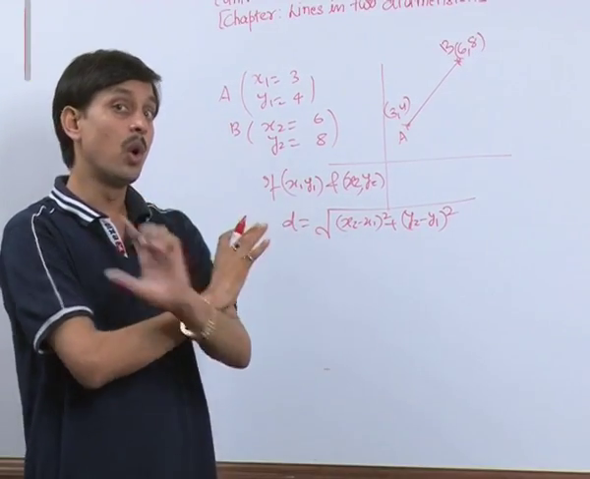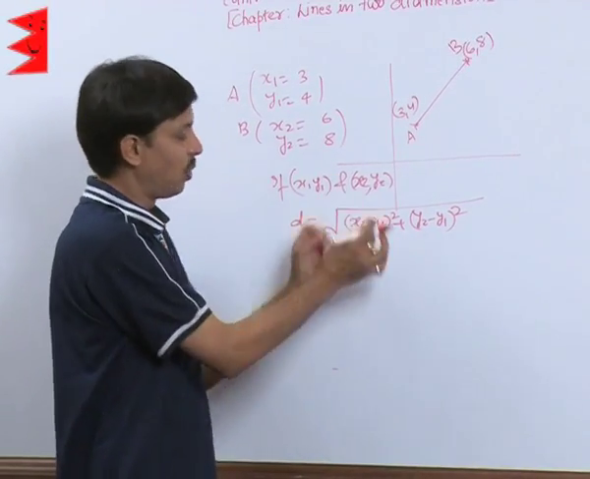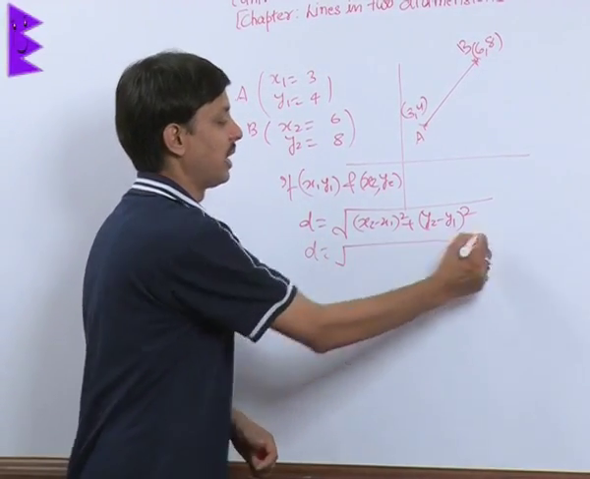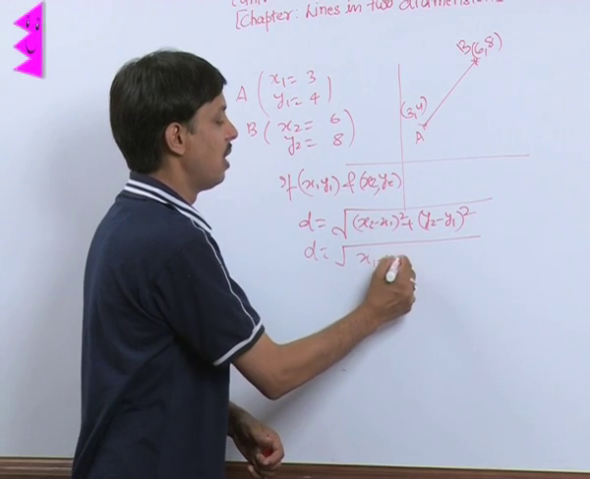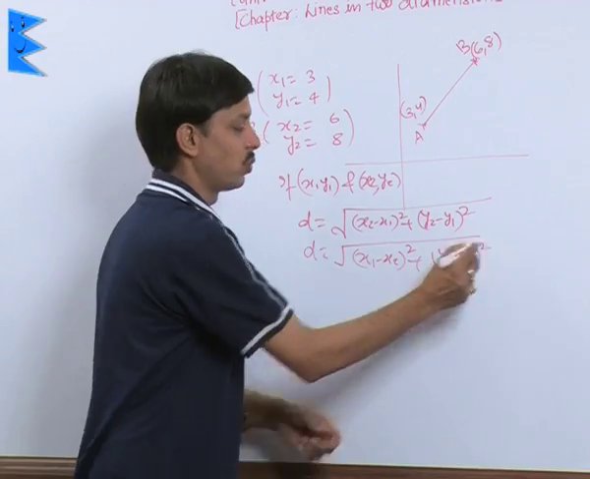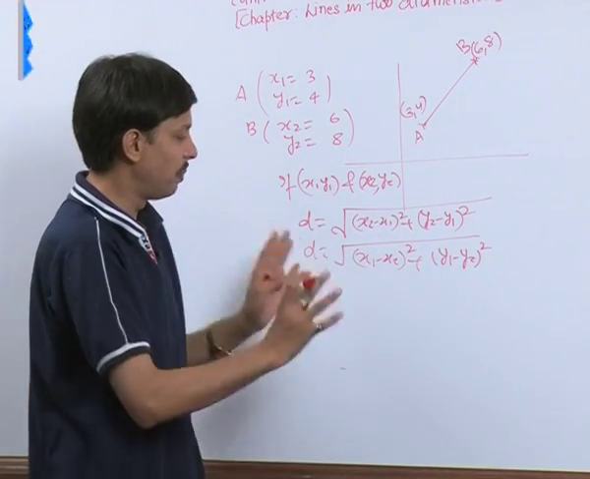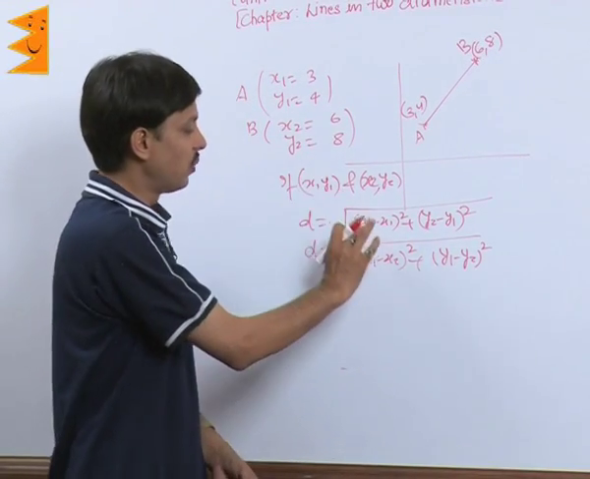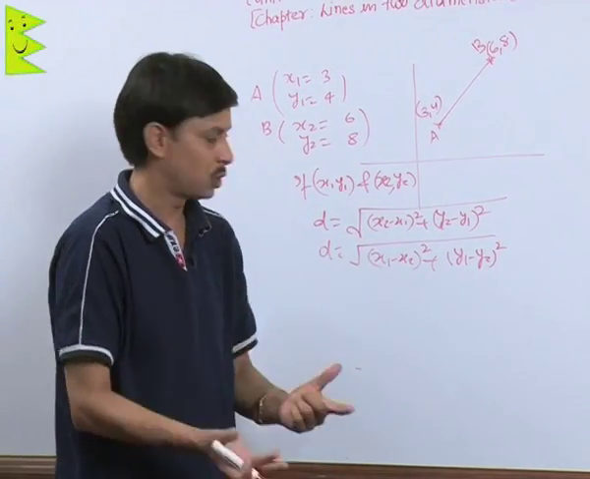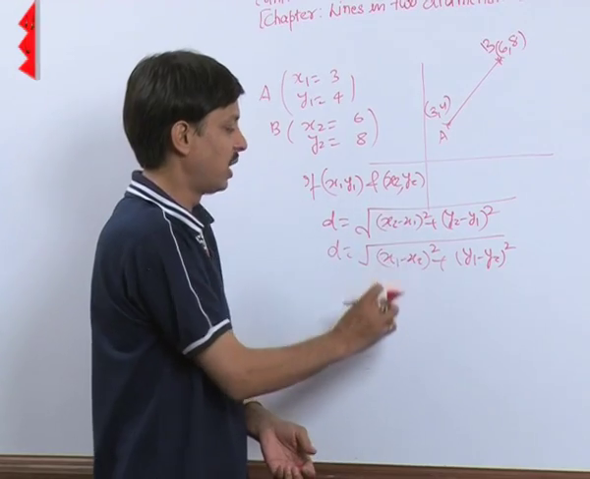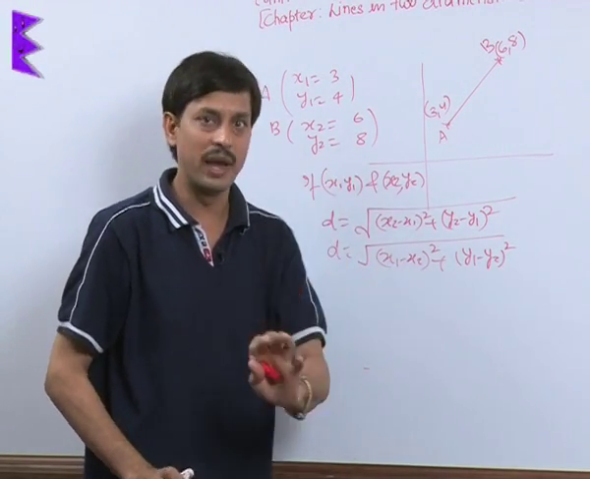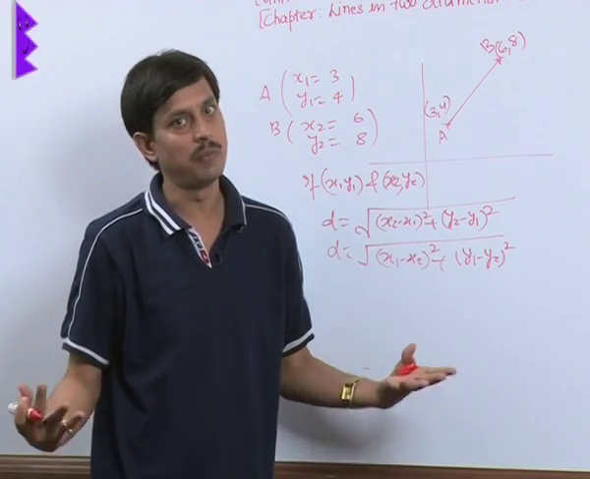There should be no confusion in using the formula in another shape also. What is that shape? The distance formula can be used as (x1 minus x2) square plus (y1 minus y2) square also. There should be no confusion, because in the whole square either we say (x2 minus x1) whole square or (x1 minus x2) whole square, having the same meaning, because (a minus b) whole square or (b minus a) whole square are the same.